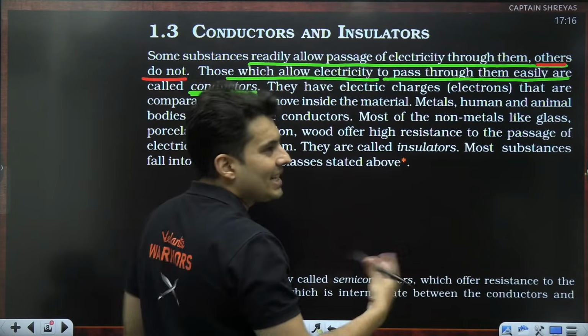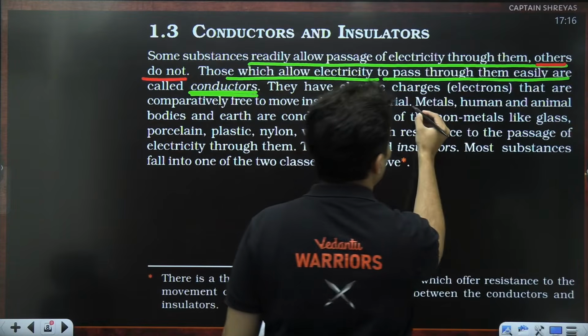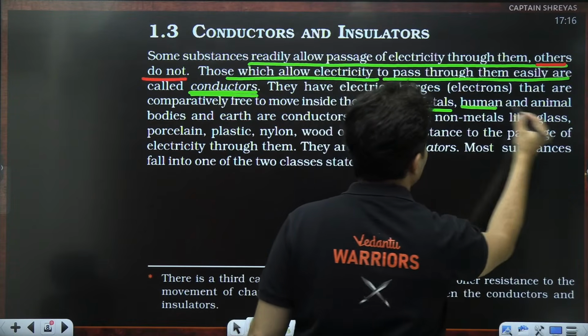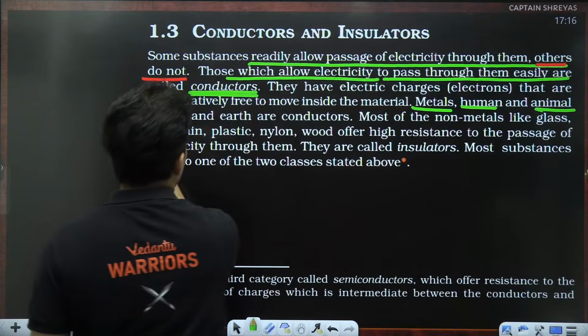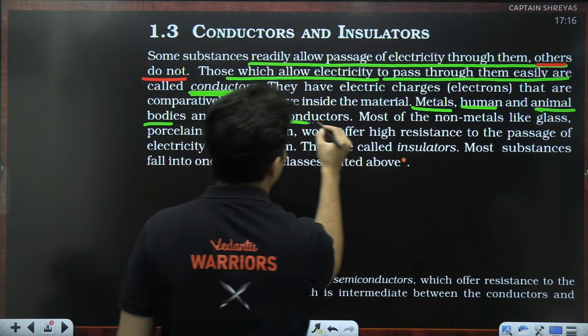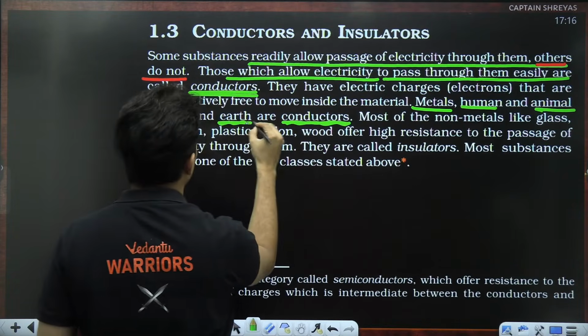And which are conductors? Most likely metals, humans, and even animal bodies, and even Earth are very good conductors.